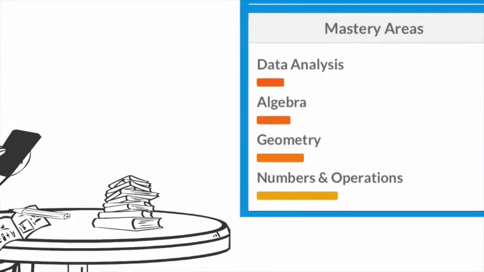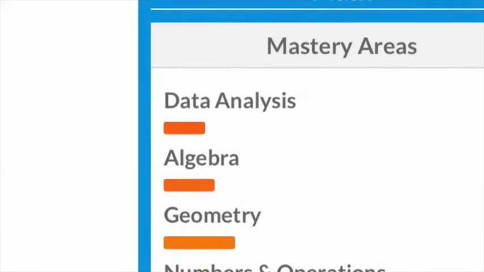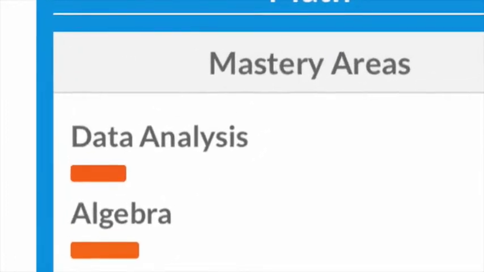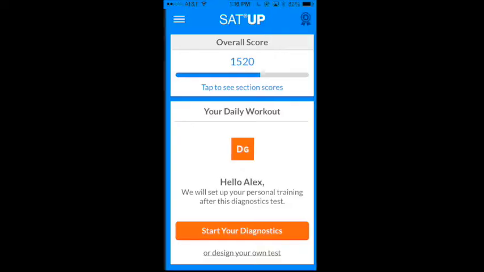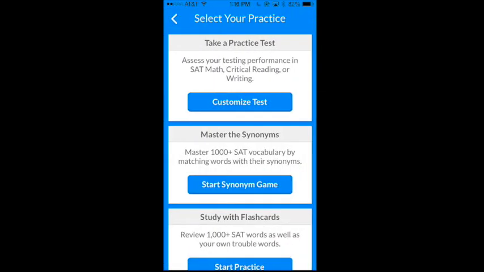First, Alex can focus her practice just on data analysis. While it may be hard to quickly practice only those questions in a test prep book, with SAT Up, it's only a few taps away. From the menu, tap on Practice. Select the first option of Customize Test.